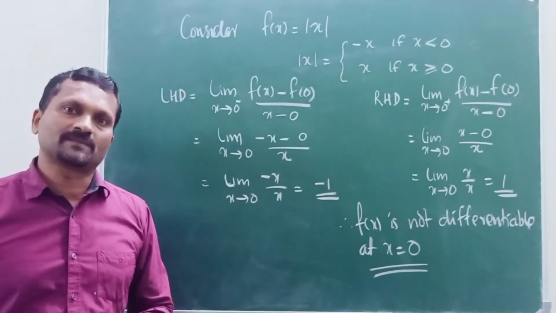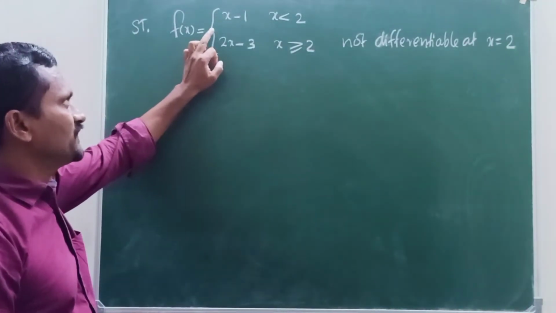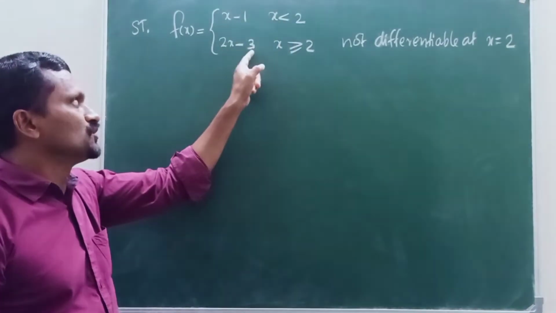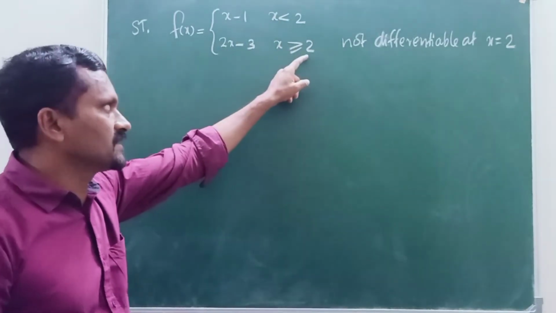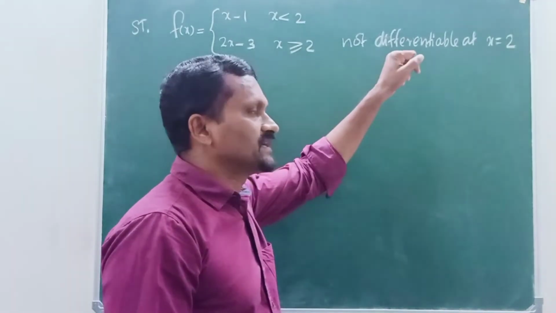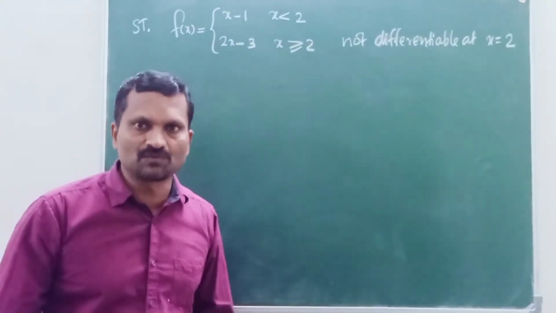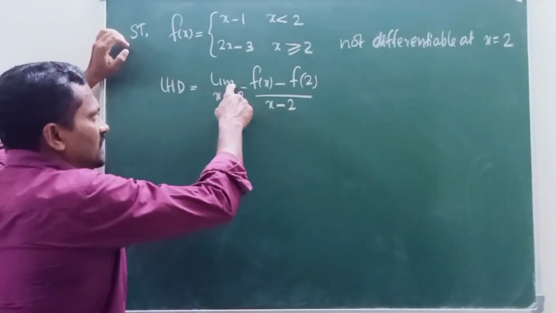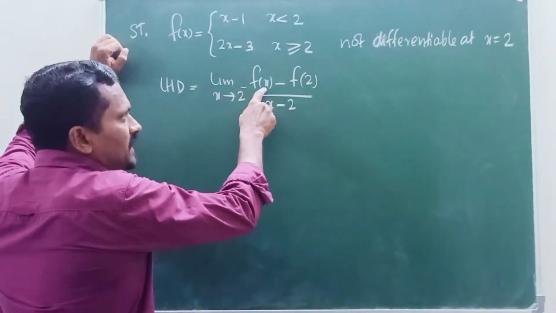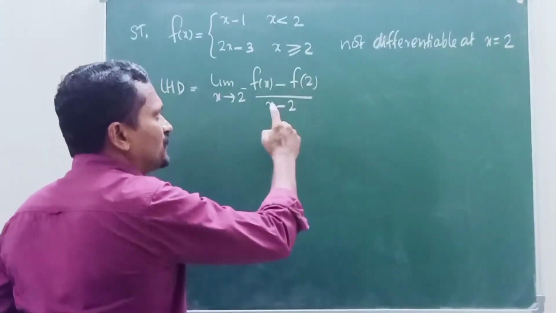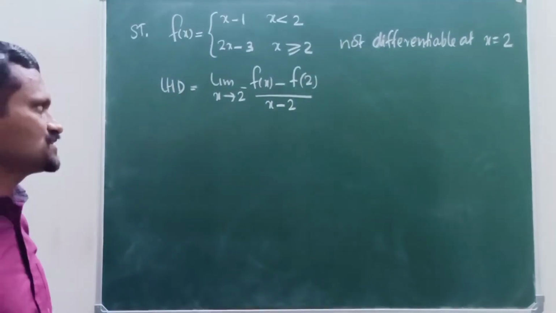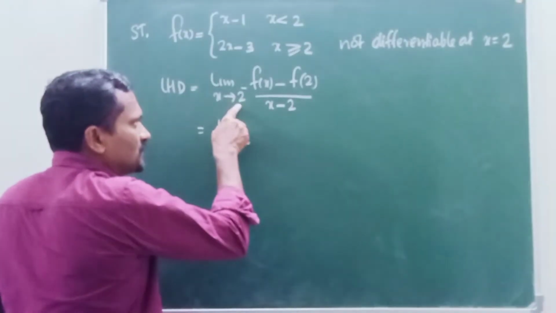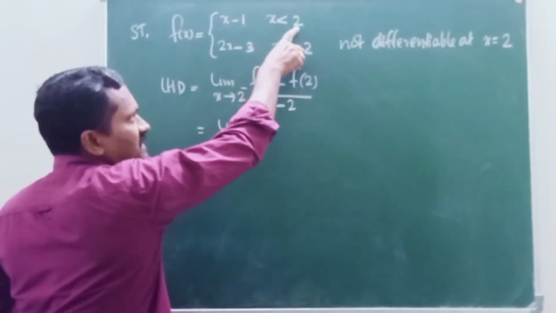That is, if a function is continuous at the given point A, it does not imply it is differentiable at x is equal to A. Show that f of x is equal to x minus 1 if x less than 2, 2x minus 3 if x greater than 2, is not differentiable at x is equal to 2. First we find left hand derivative by formula limit x tends to 2 minus, f of x minus f of 2 divided by x minus 2, which is equal to limit x tends to 2 minus, meaning x less than 2.